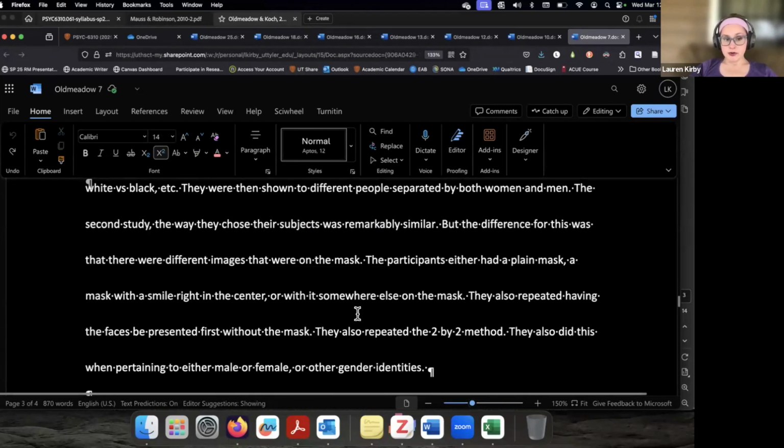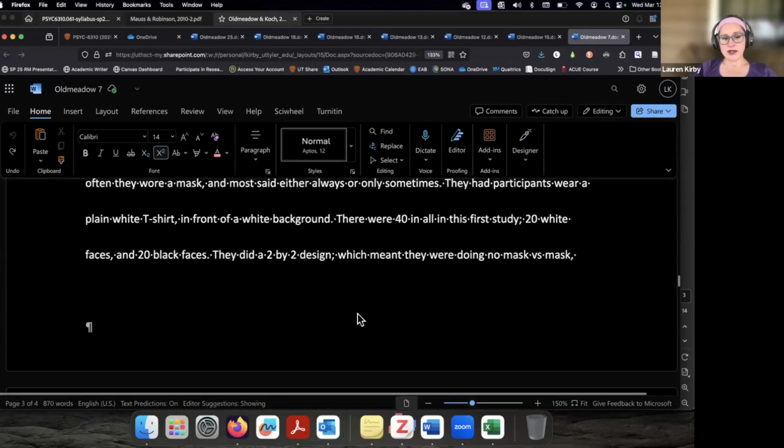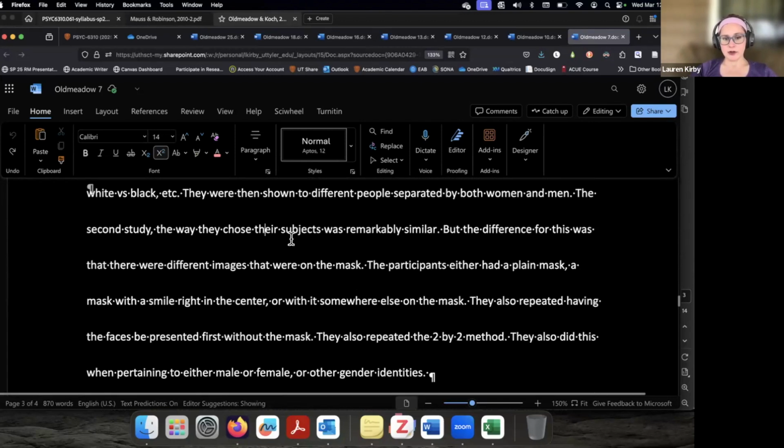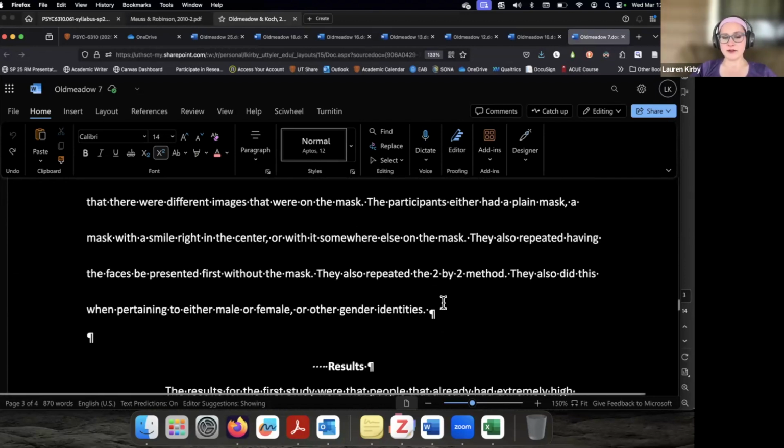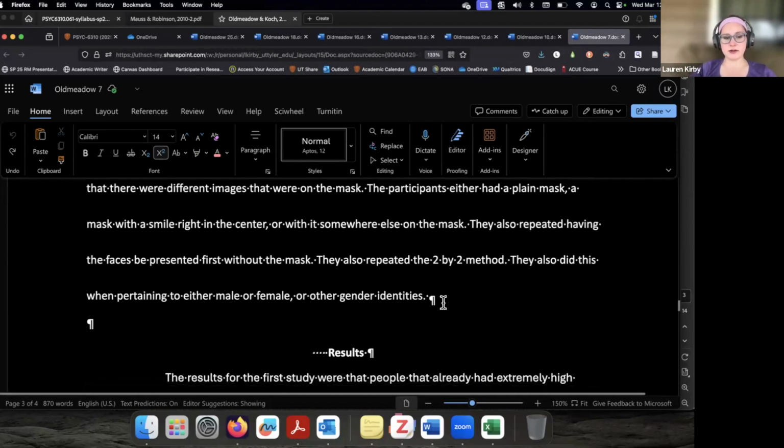Okay, so in study two, did you even say this was the second study, and then study two? No, you didn't. Two different images on the mask. This makes it sound like they're on there at the same time. Some of the masks are weird with the offset smile or a little drawn-on centered smile. Some of them are not.